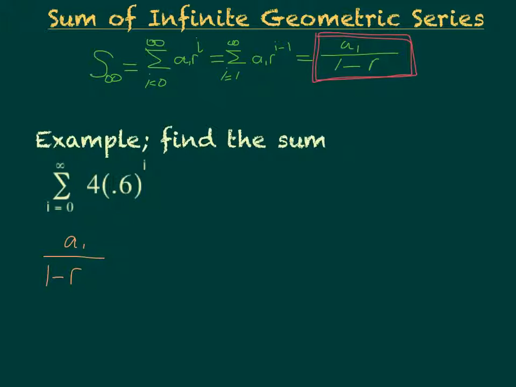So find my a sub 1. My a sub 1 is going to be whatever my initial term is right there, because if you look at my formula, that's where my a sub 1 term is. So a sub 1 is equal to 4. And my r is going to be equal to whatever the base of my power is. So that would be the 0.6.